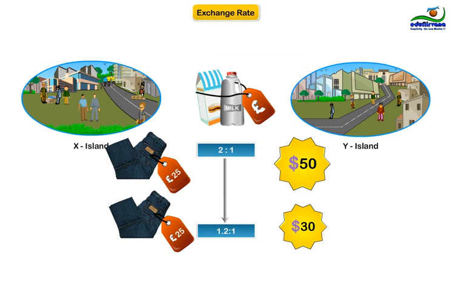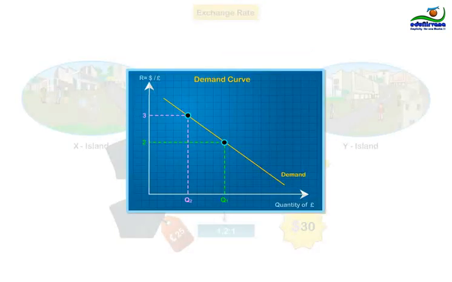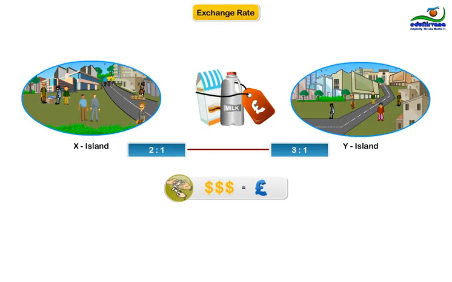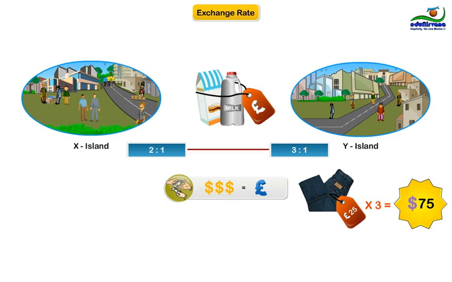In case of appreciation, suppose current exchange rate is changed from 2:1 to 3:1, that is, Y island people have to spend $1 more to buy pound, and hence they have to spend $75 to buy the jeans worth £25. So, because of appreciation in the value of pound, the demand for its products decreases in Y island, and consequently, the demand for pound will also decrease.